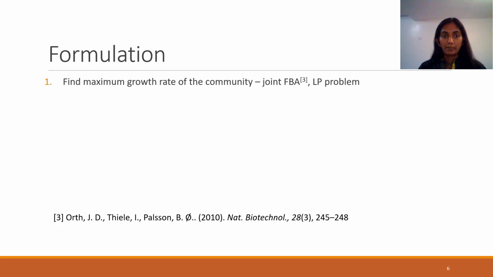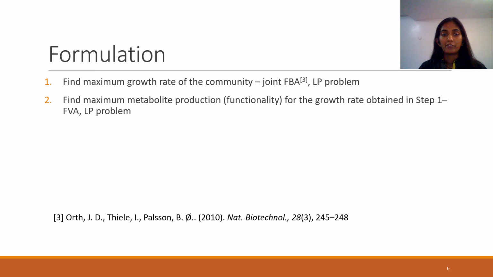Here is a formulation of our method. In first step, we find the maximum growth rate of the community. This is a joint flux balance analysis, and it's a linear programming problem. In step 2, we find the maximum metabolite production for the growth rate obtained in step 1. This is a flux variability analysis, and it's again a linear programming problem. The growth rates and the metabolite production rate obtained in these steps are our constraints for identifying the minimal microbiome.